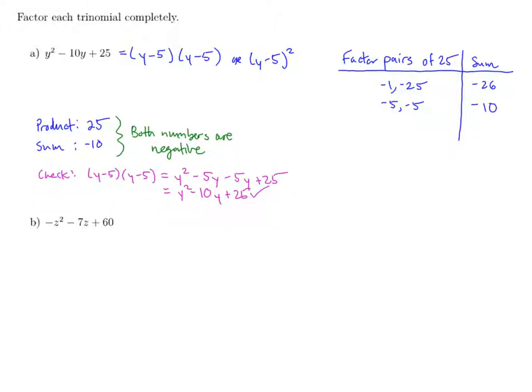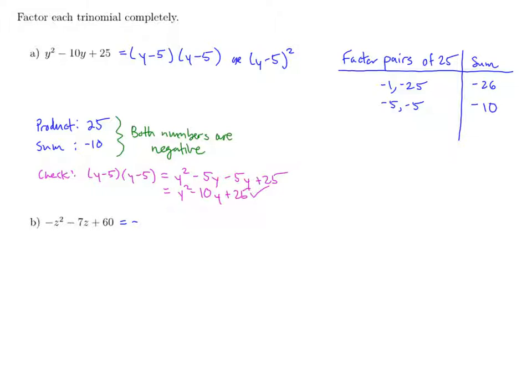In this next example, we're going to factor negative z squared minus 7z plus 60. Now the first thing we want to note is that the leading coefficient is negative 1. And in general, if we have a negative leading coefficient when we're factoring, we want to at least factor out a negative 1. So here, we're going to factor out that factor of negative 1.